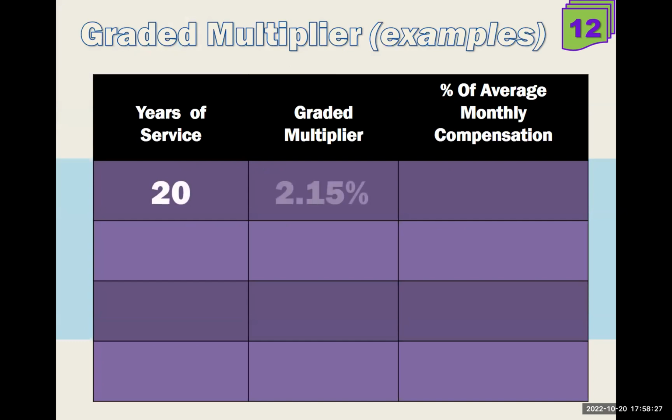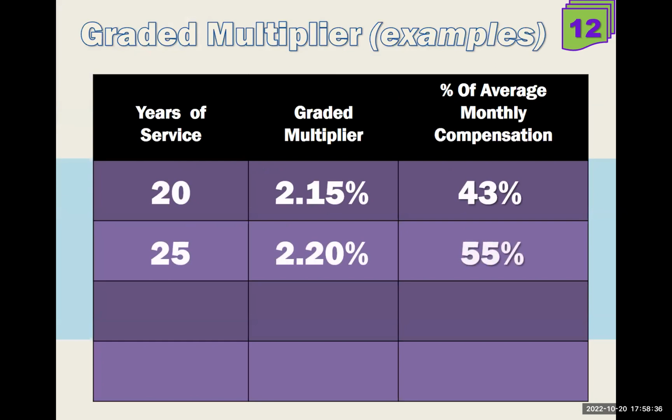So here's some examples to show you how this works. From 0 to 19.99, you saw you're at 2.10%. So when you get to that next multiplier at 20 years, you are increased to 2.15%. And that's going to give you about 43% of what you were earning while you were working. At 25 years of service, the graded multiplier is 2.20%, and that will give you about 55% of what you were earning while you were working.